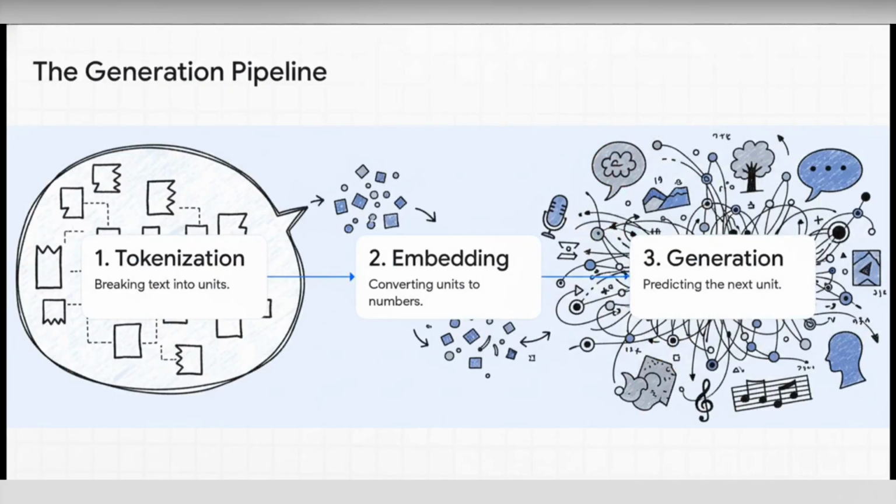So when you give an AI a prompt, it's not reading it like you and I do. First, it chops your sentence up into little pieces called tokens. Then it turns those pieces into pure numbers, basically a long string of math that represents the meaning. And finally, based on those numbers, it just predicts. It predicts the most likely next piece of the puzzle, then the next, and the next, building its entire response one little block at a time.